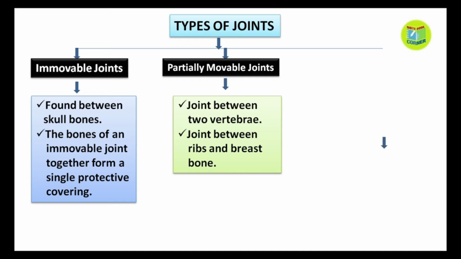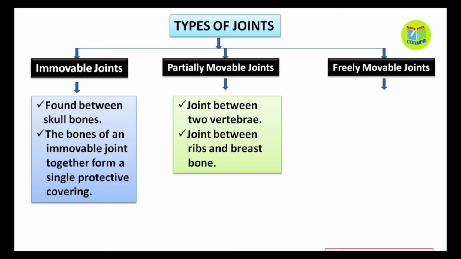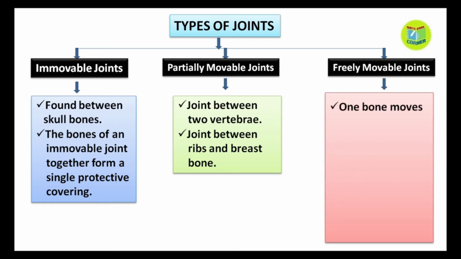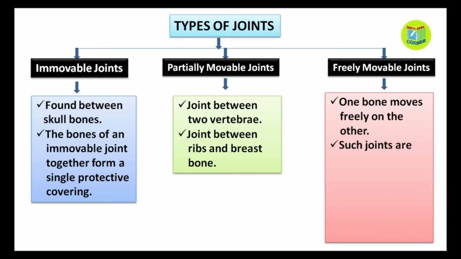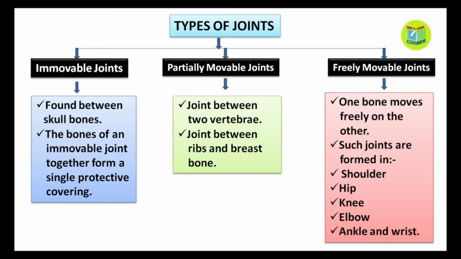The third one is the freely movable joints. At freely movable joints, one bone moves freely on the other bone. Such joints are found in shoulder, hip, knee, elbow, ankle, and wrist. Freely movable joints are of five types.